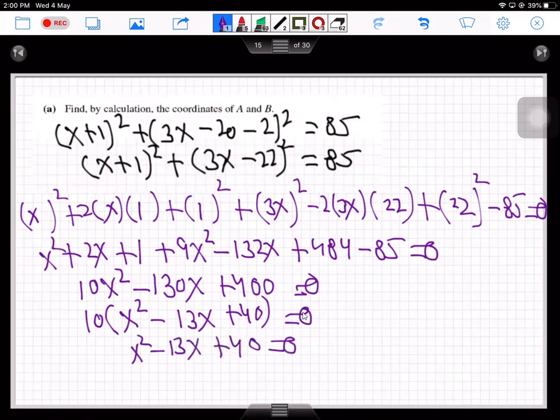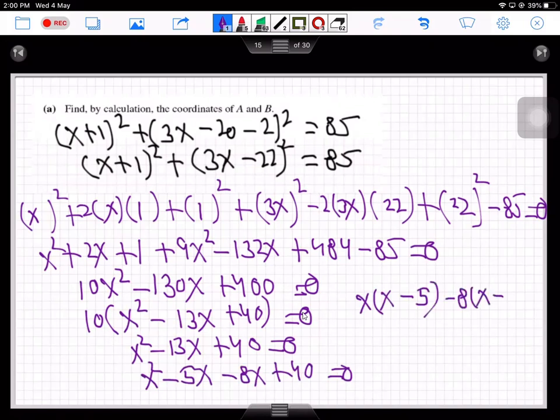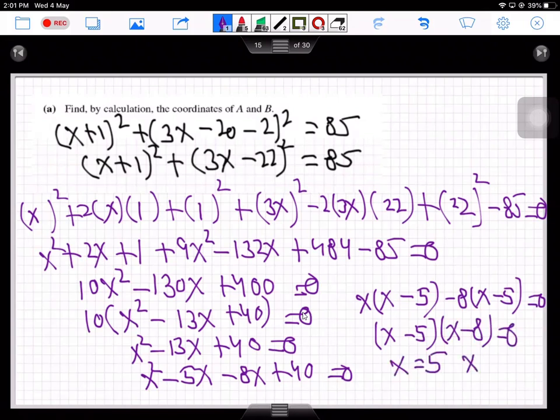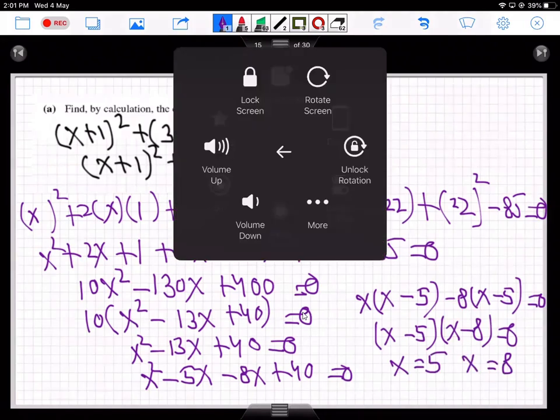Just solve this quadratic equation either by factorizing or by quadratic formula. As we can see, we have to add the factors, and we need to get −13, so −8 and −5. Okay, so x² − 5x − 8x + 40 = 0. Taking x common, multiplied by (x − 5), taking −8 common, multiplied by (x − 5), and this whole thing is equal to 0. Therefore (x − 5)(x − 8) = 0. x = 5, x = 8. These are the x coordinates of A and B.